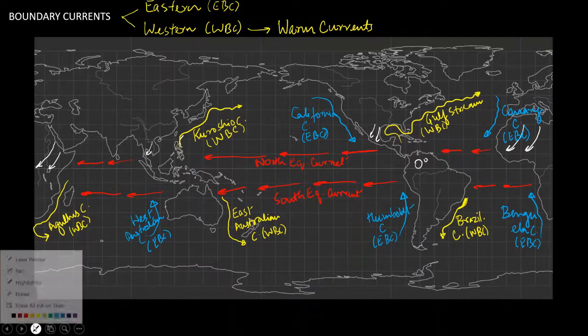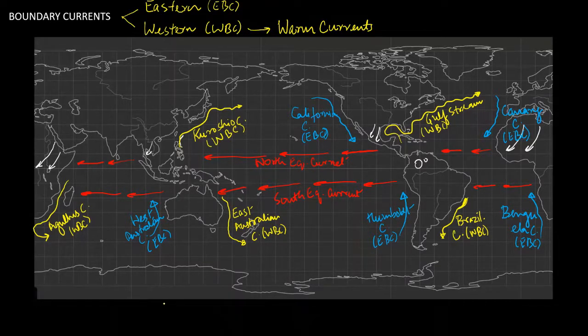And all the eastern boundary currents have one thing in common, that they flow from high latitudes towards low latitudes. That is, they have an equator-ward movement. Secondly, since they flow from high latitude towards low latitude, they will be transporting cold waters. So essentially, the eastern boundary currents are cold currents. Cold currents. So I hope you understood this.